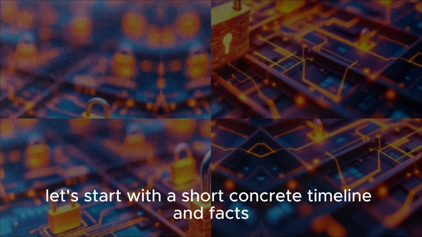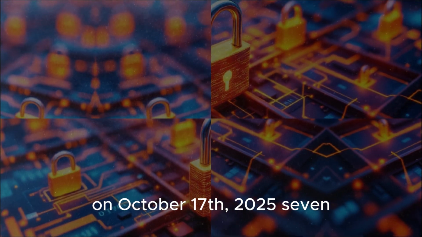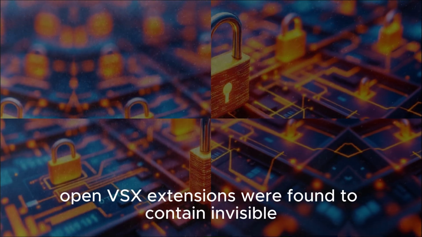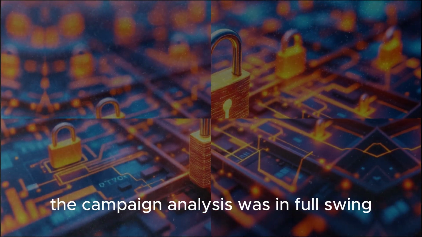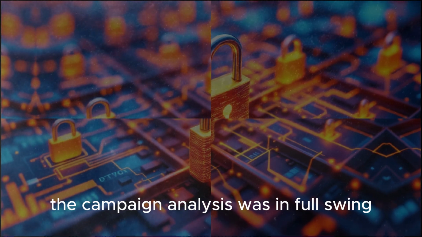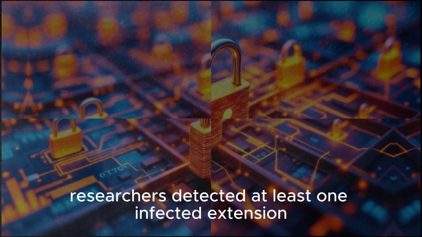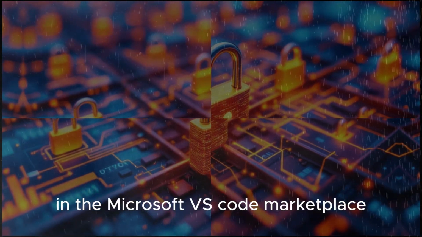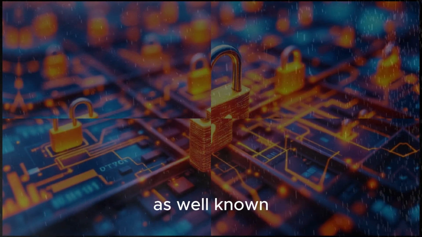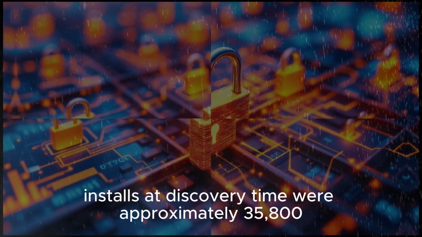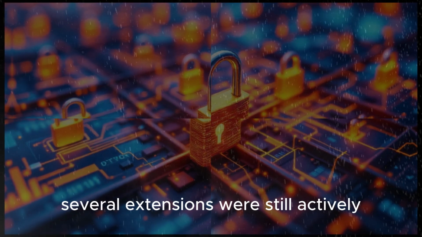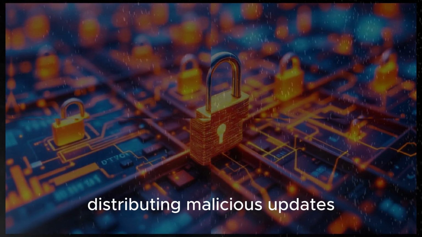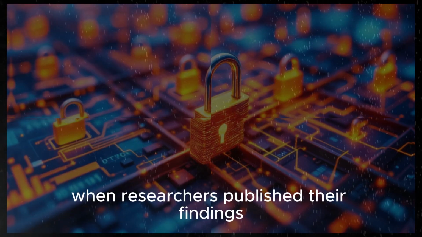Let's start with a short, concrete timeline and facts. On October 17, 2025, 7 OpenVSX extensions were found to contain invisible malicious code. By October 18, the campaign analysis was in full swing, and by October 19, researchers detected at least one infected extension in the Microsoft VS Code marketplace as well. Known installs at discovery time were approximately 35,800. Several extensions were still actively distributing malicious updates when researchers published their findings.